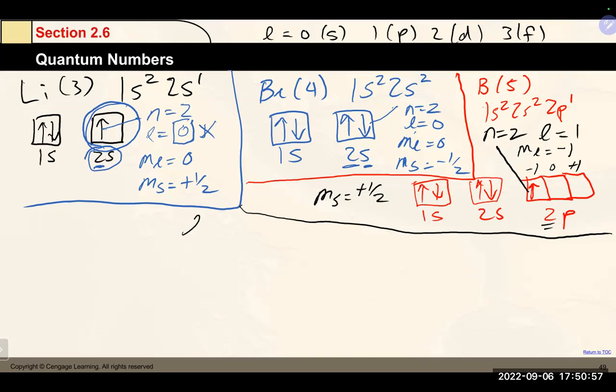For any L value that you have, so in this case we have options of, say, 0 and 1, m sub L will go from -L to 0 to +L. In this case, that means -1, 0, and +1. And it actually just goes in order of the boxes there. That represents, in this particular case, the px, the py, and the pz orbital in each of those. Other questions?